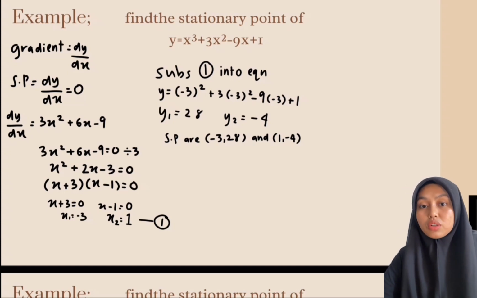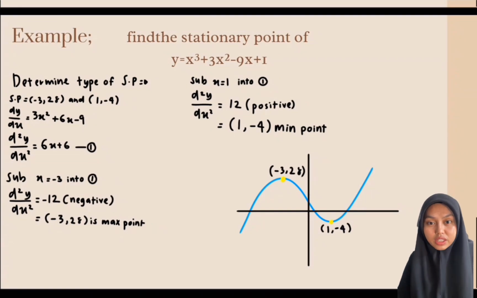That is, bring the power to the front and reduce the power by 1. Then we get dy/dx equals 3x squared plus 6x minus 9. So we want 3x squared plus 6x minus 9 equal to 0. We divide both sides by 3 and we get x squared plus 2x minus 3 equal to 0. Then we need to factorize it to get the value of x: (x plus 3)(x minus 1) equals 0. Then we get x equals negative 3 and x equals 1.